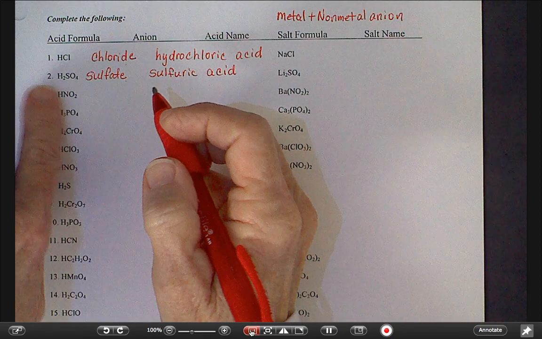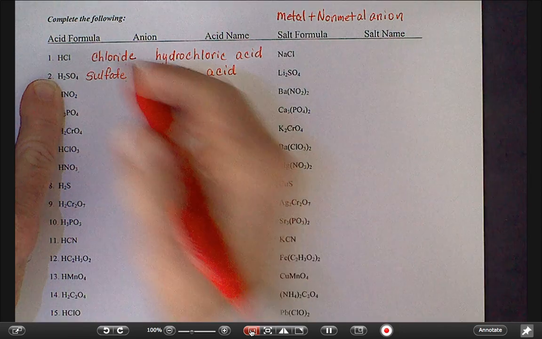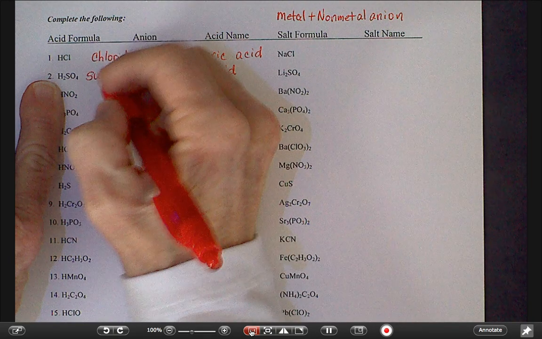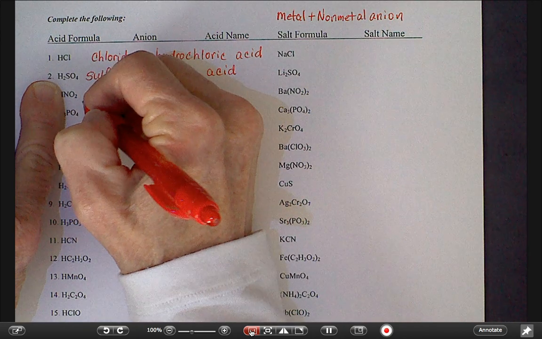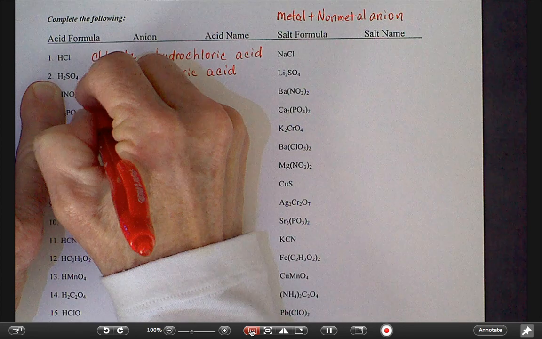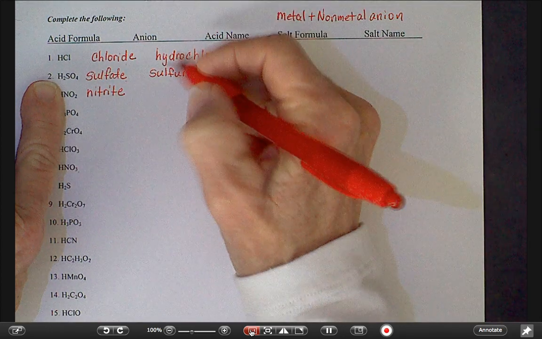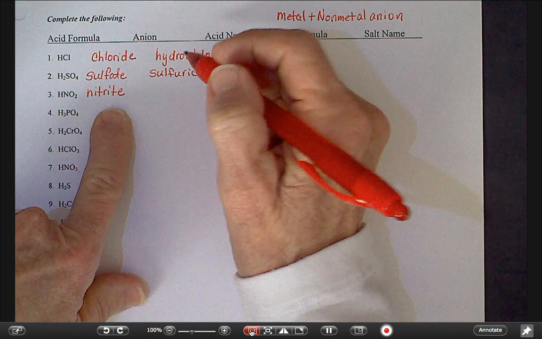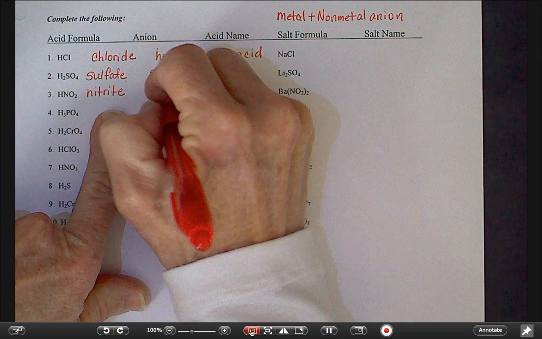Cover up the H. Go find NO2. What's its name? Nitrate. Not nitrate. Nitrite. Look at the number of O's. Be very careful when you do. NO2 is nitrite. Now, name the acid, please. Nitrous acid.